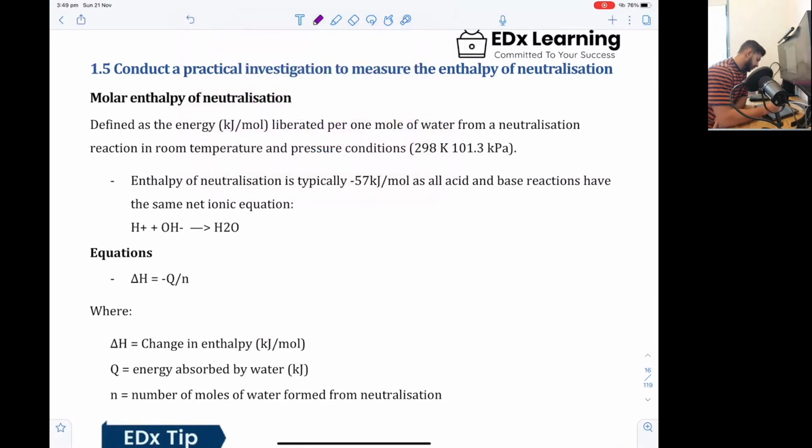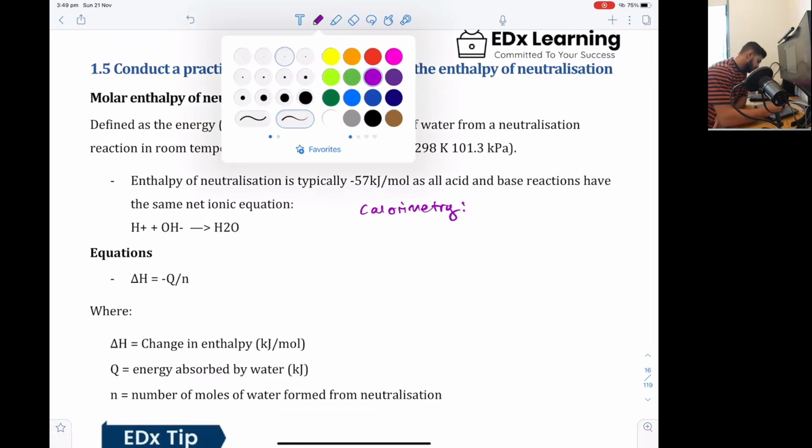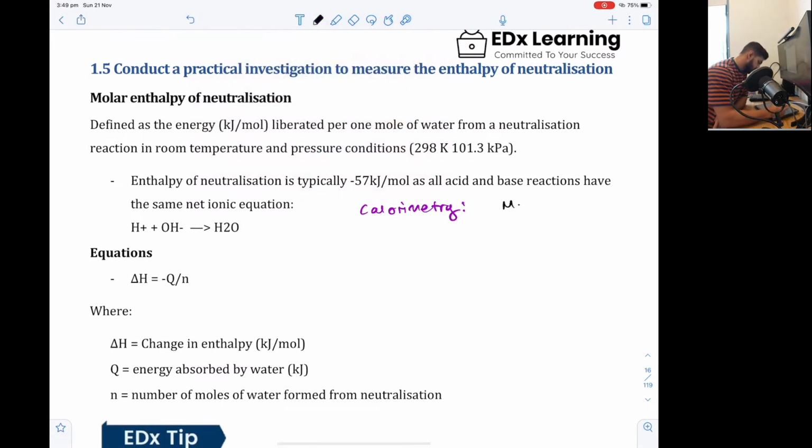Joel, tell me about calorimetry. Calorimetry is determining the enthalpy of a reaction. Good. The goal is to measure enthalpy, triangle H. Restart, tell me what a calorimeter is.